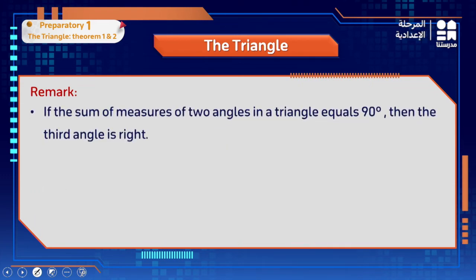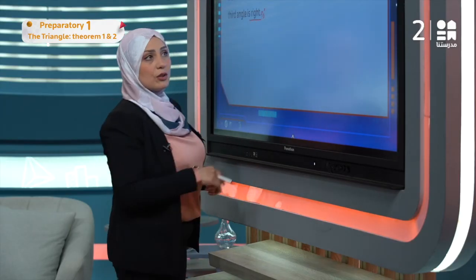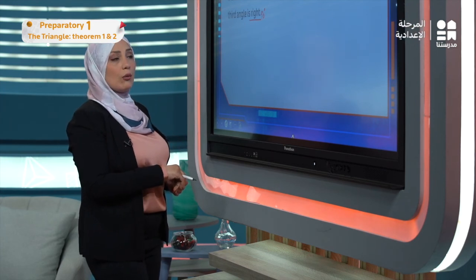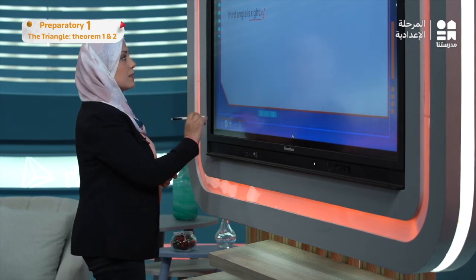Here, if the sum of measures of two angles in a triangle equals 90 degrees, then the third one is right, which is 90 degrees too. Okay, why? Because the sum of the interior angles of any triangle is 180 degrees, so 90 and 90 is 180.